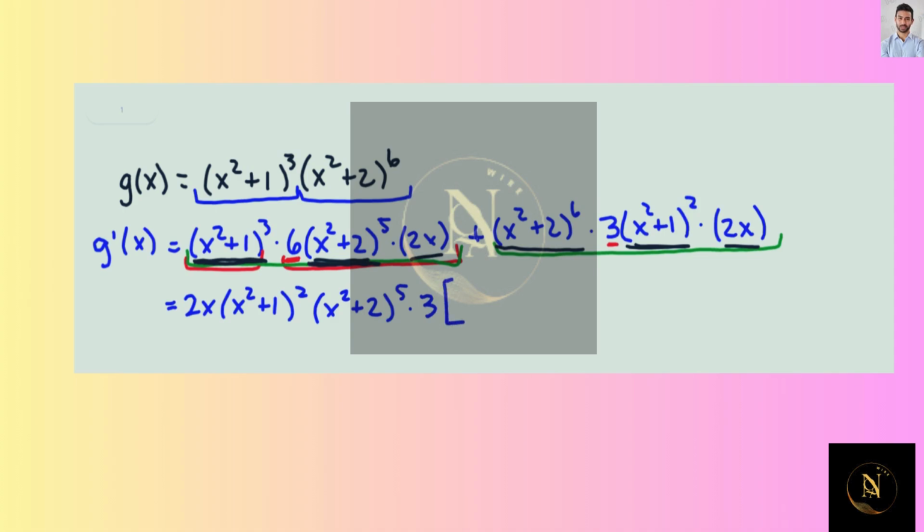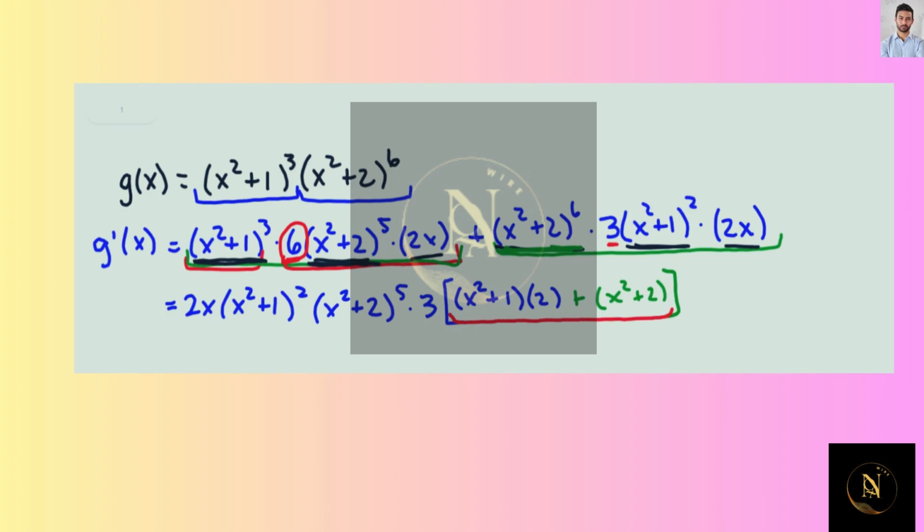Okay, so what do we have left that we didn't factor out? In the first term, we still have an x squared plus 1. And we factored the 3 out of the 6, so we still have a 2. And everything else was factored out. Now moving on to the second term, we factored out the 3, we factored out the 2x, we factored out the x squared plus 1 squared, we factored out most of the x squared plus 2 to the sixth. We still have one of those left. So we have x squared plus 2 to the first.